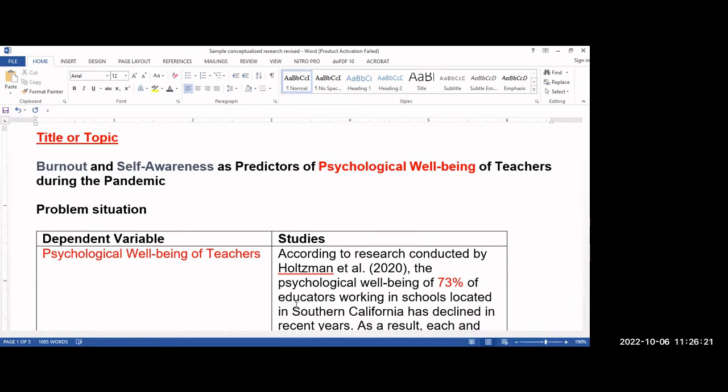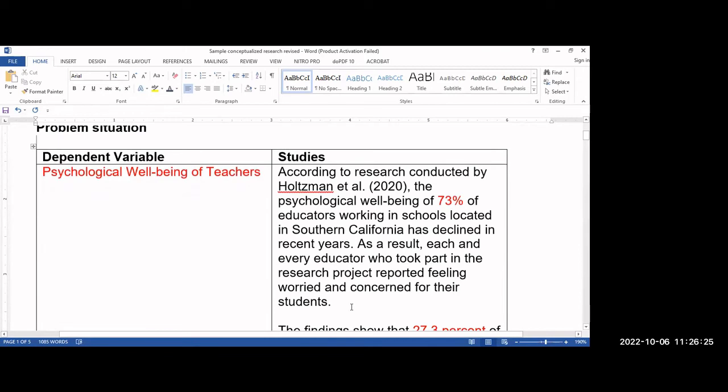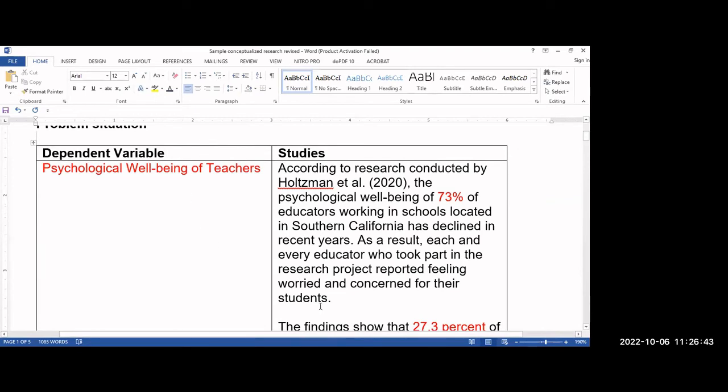So what you are going to do next is to conduct a literature review, an inventory of studies about the problem on psychological well-being. So, for example, I have conducted a literature review. Pwede kong gawin in the table muna. Hindi muna ako gagawa ng paragraph. I can just make it in a form of a table para at least meron akong inventory.